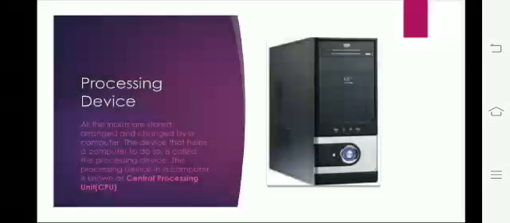Processing device. All the inputs are stored, arranged and changed by a computer. The device that helps a computer to do so is called the processing device. The processing device in a computer is known as the Central Processing Unit, that is CPU. I know you all know this is a CPU. What does the CPU do? It processes all the data that we give. When we type, that information is stored, arranged, changed. So all this processing is done by the CPU.